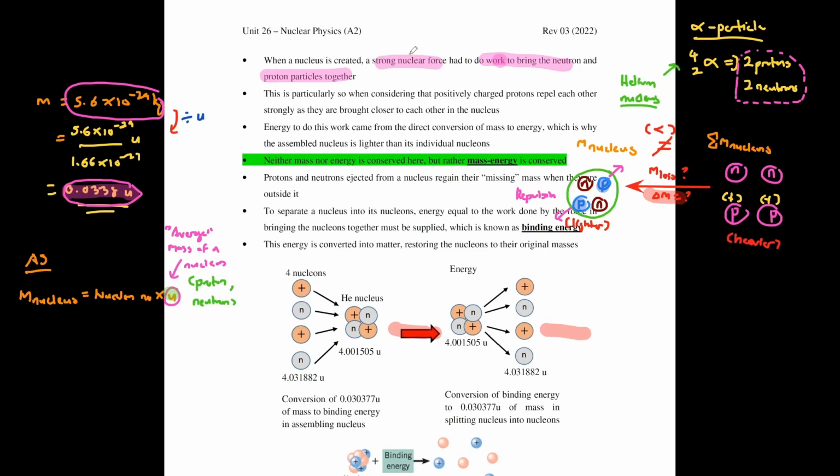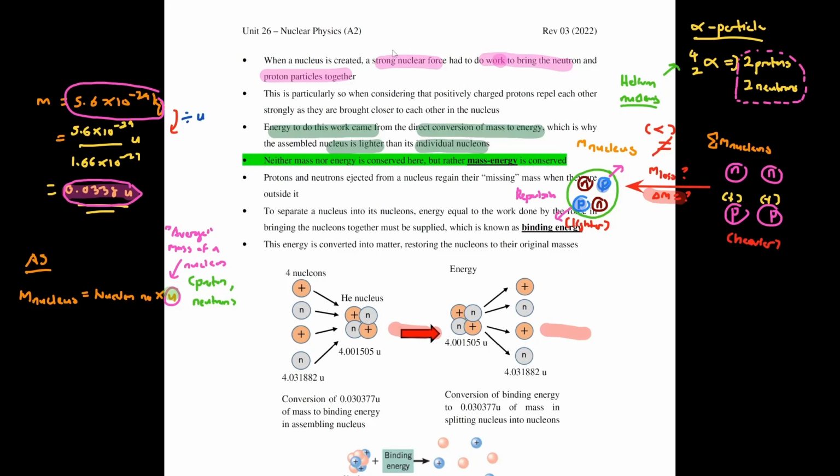All right, so in your case, the work done means that you must have energy to do so, right? Okay, so in your case, where did the energy to do the work actually come from? The energy to do this work actually came from the direct conversion of mass to energy, all right? Which will explain to you why your nucleus is lighter than your individual nucleons.